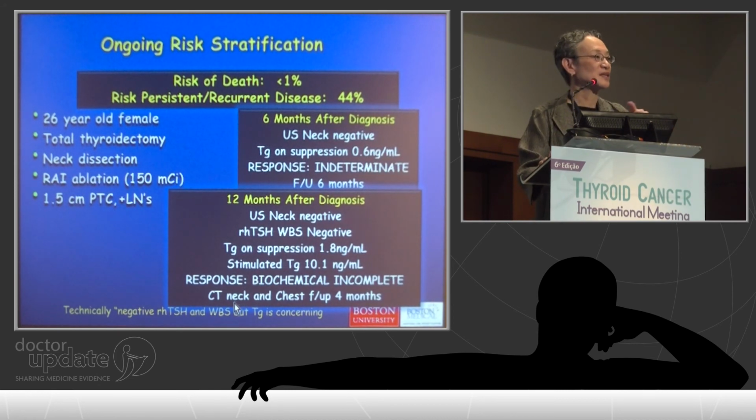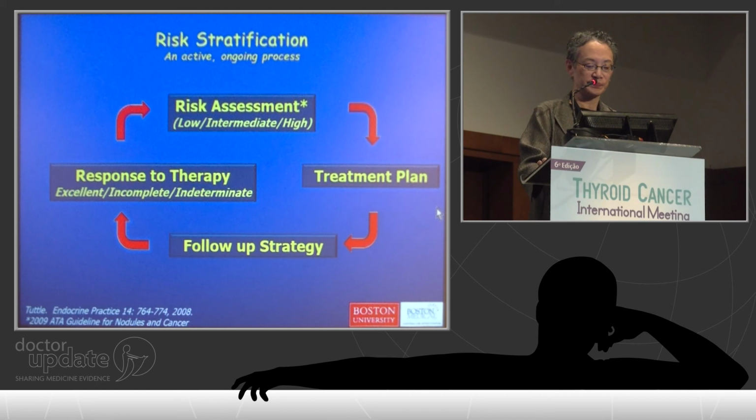And what do we do based on that? Now we do more imaging. We do a CT scan of the neck and chest. We follow up in 6 months, and we definitely will keep her TSH in the 0.1 to 0.45 range. So this is what we're doing, and you're already doing it. It's an iteration of the same thing. We assess the risk, we form a treatment plan, we follow them up at some rate dependent on their risk, and then we say, what is their response to therapy?